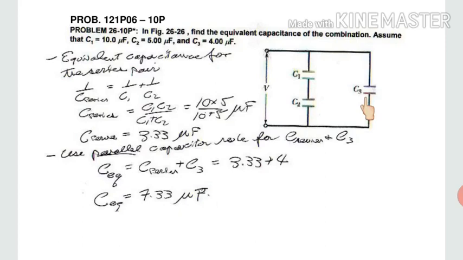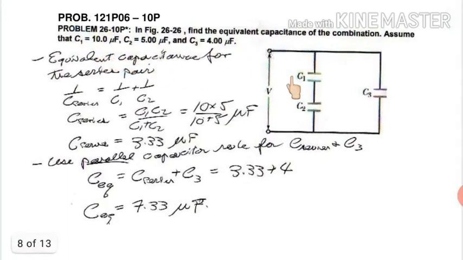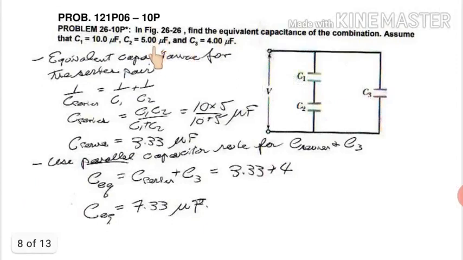Now I have not read the complete question. So the first part is: find the equivalent capacitance of the combination. Assume that C1 is 10 microfarad. Okay, they have given the values also. C1 is 10 microfarad, C2 is 5 microfarad and C3 is 4 microfarad, and we have to calculate the equivalent capacitance. So the question is very easy.